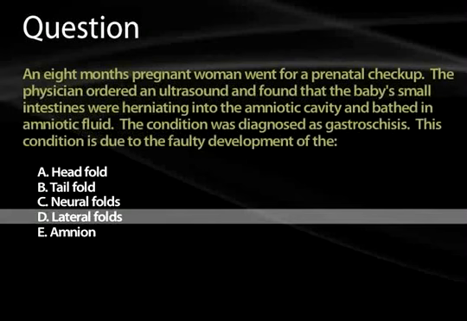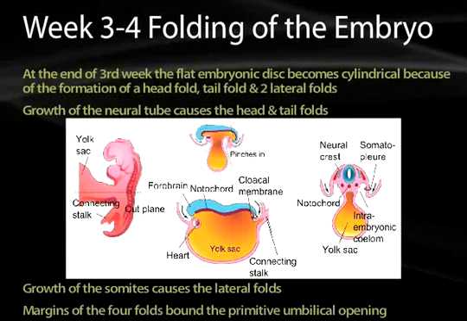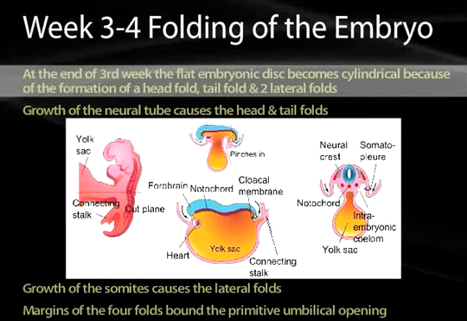The answer is D, lateral folds. As we move from week 3 into week 4, the folding of the embryo starts to take an important role. It's at the end of this 3rd week that the flat embryonic disc will become cylindrical because of the overwhelming growth rate that will cause the head fold, tail fold, and 2 lateral folds.